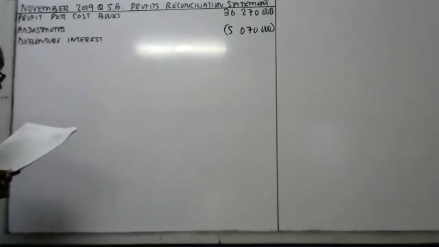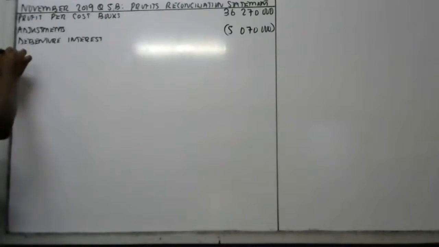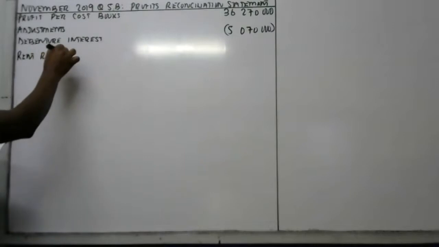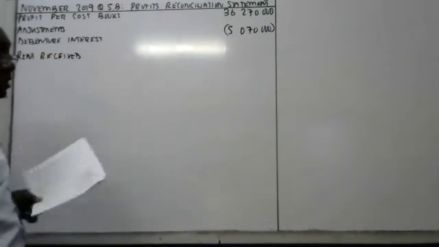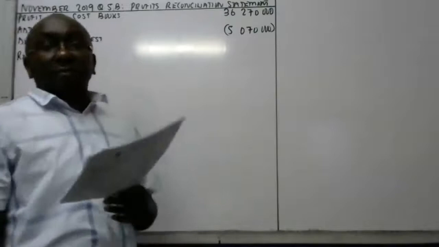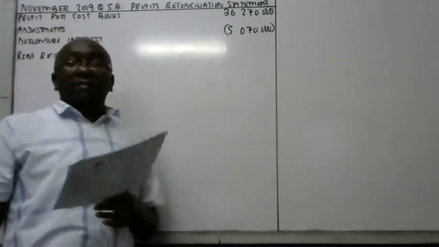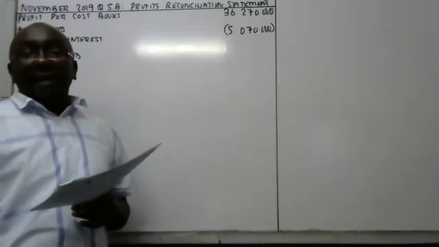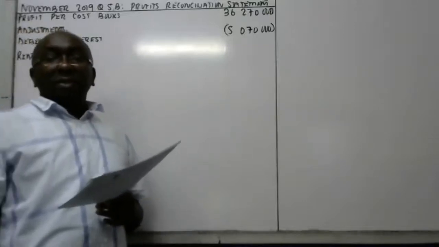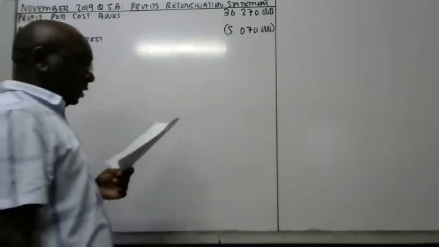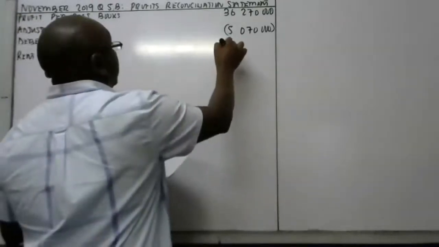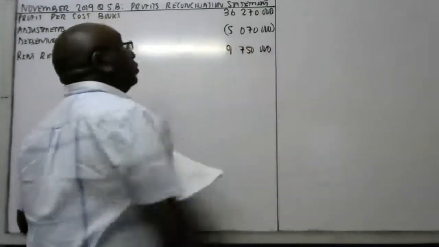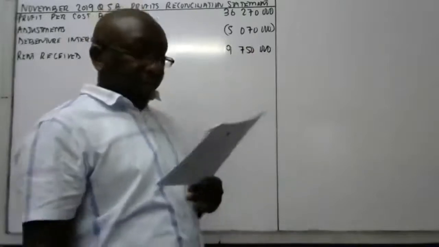Rent of 97.50 was received. So rent is an income and is only found in finance. So the cost people did not add it. So it is time to add it to the profits.